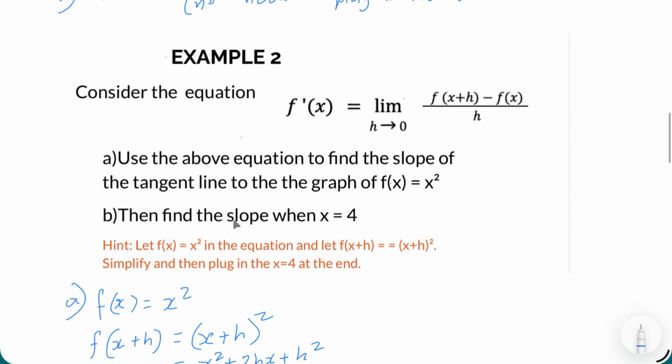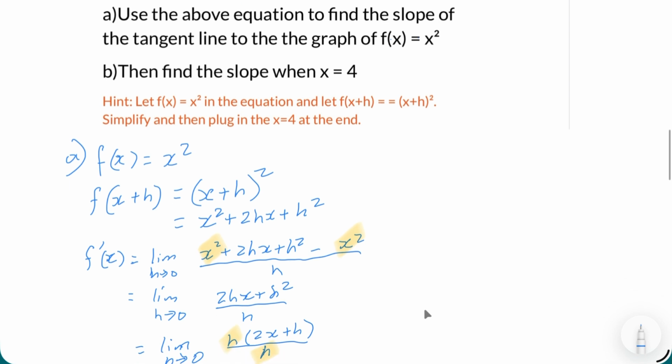So what is f of x? f of x is equal to x squared. What is f of x plus h? You replace the x with x plus h. Forget the double equal sign, it's just a single equal sign that should be here. x plus h squared, right?